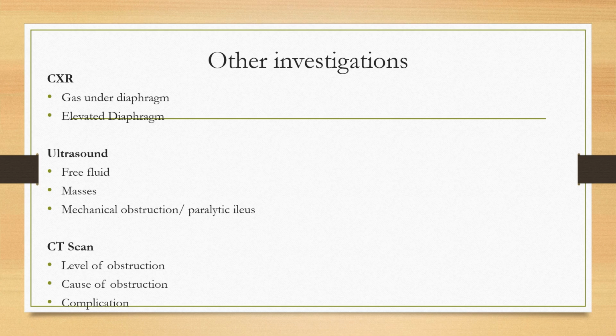Then on CT scan you are able to find out the level of obstruction. Then the cause of obstruction, meaning whether there is a mass within the lumen or outside the lumen, you can see it on the CT scan. And also the complication, whether there is a perforation, any abscess, or any other collection, you can see it on the CT scan.